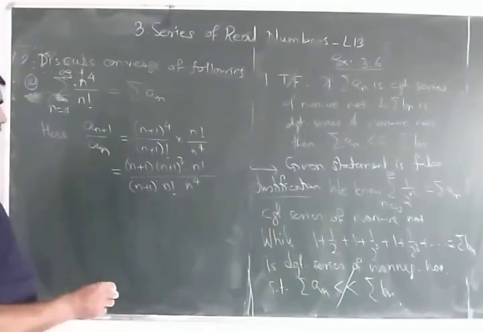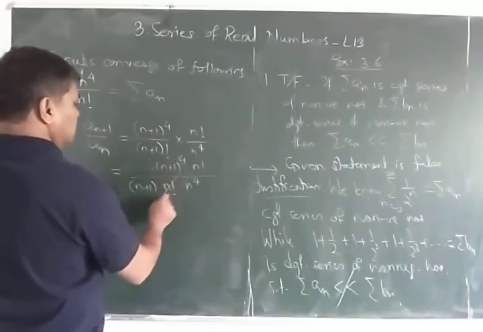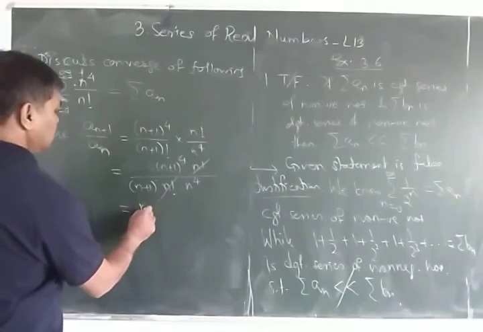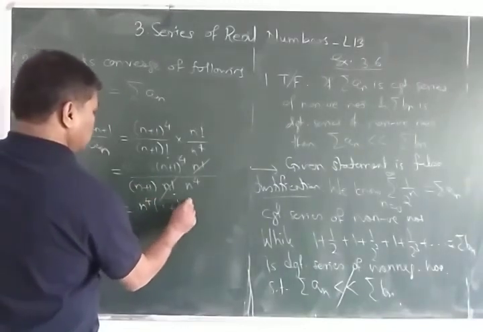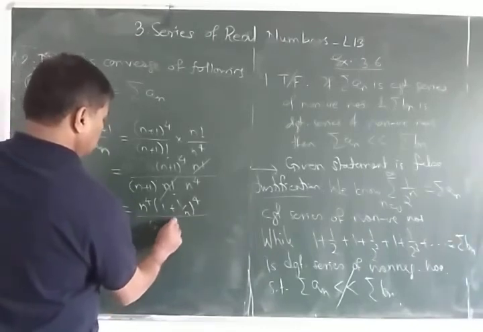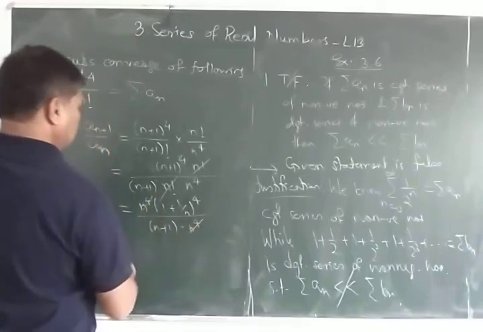So in this way I will take it. But if I take this n raised to 4 as it is, this n factorial gets cancelled, and then this is nothing but n raised to 4 into (1 plus 1 upon n) raised to 4 upon (n plus 1) into n raised to 4. This n raised to 4 gets cancelled.